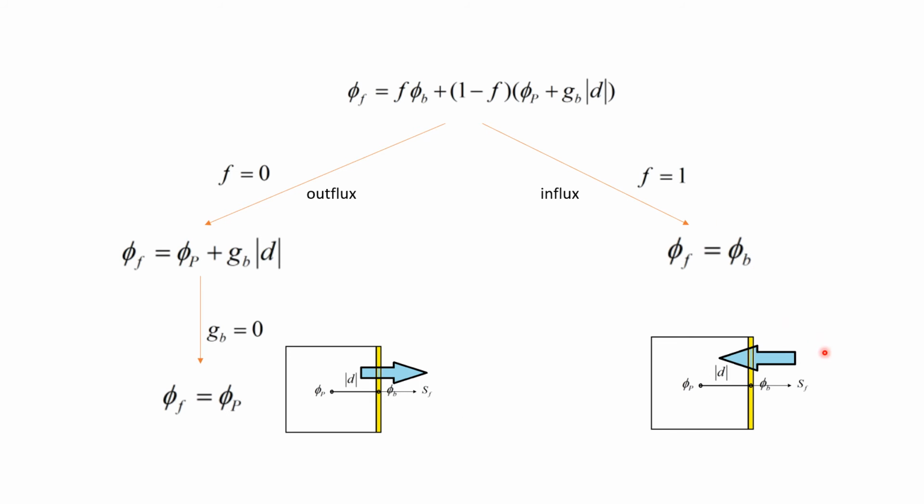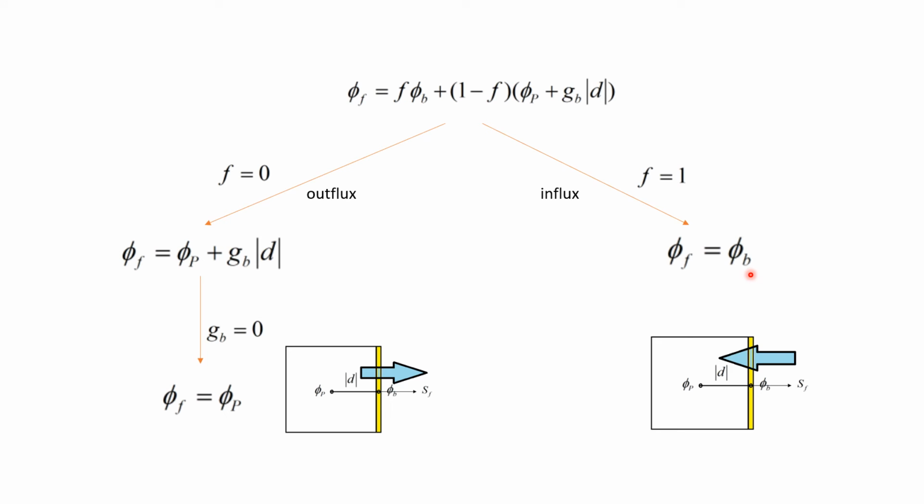In the influx, if we keep f equal to 1, which we just saw after implementing the posZero function, then 1 minus 1 is going to become 0, and only this term will remain. So phi f is equal to phi b. Whatever value the user specifies at the boundary, that phi f would be equal to phi b. So again, this is like a fixed value boundary condition.